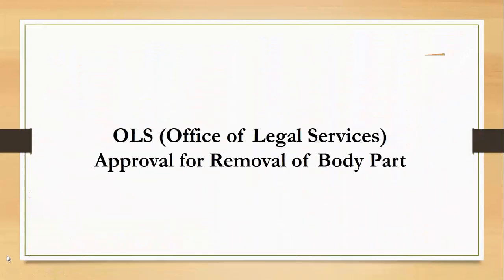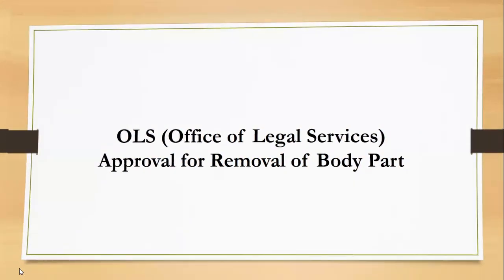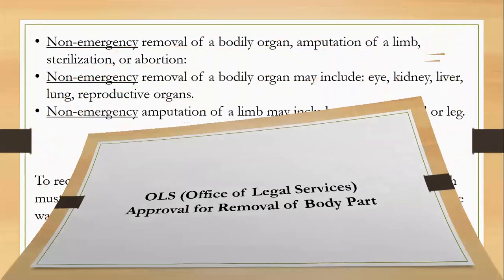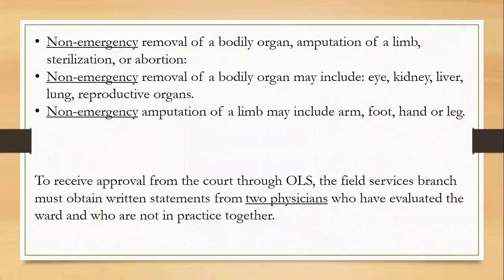Now we will move on to requesting OLS approvals for removal of a body part. OLS deals with non-emergency surgical removal of bodily organs, amputation of limbs, sterilization, or abortions. If a client has an appendix that is about to rupture, then that will likely be a medical emergency and will not require approval for surgical removal through OLS.